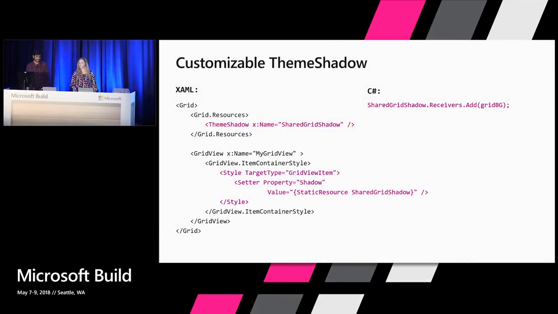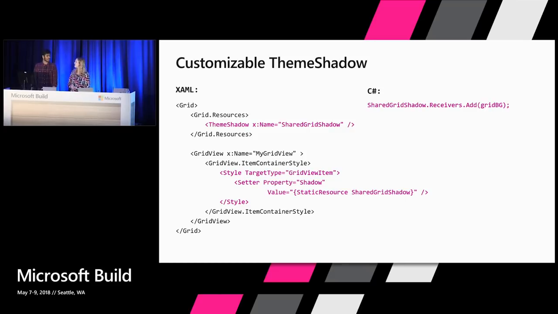Perfect. So as mentioned before, you'll start seeing the shadows by default on certain controls. But if you want to create unique custom experiences like the one you just saw, it's very straightforward. All you need to do is first add the theme shadow as a grid resource, then bind the theme shadow to the shadow property of each grid view item, which effectively makes it a shadow caster. And finally, add the application background as a shadow receiver in code behind.